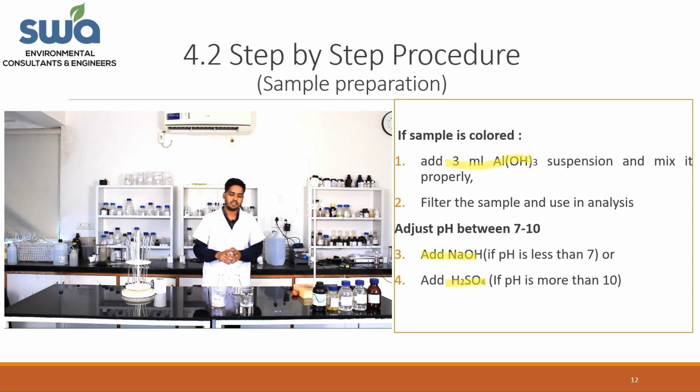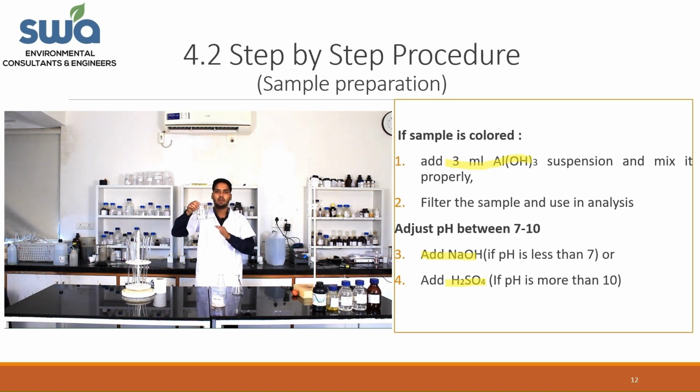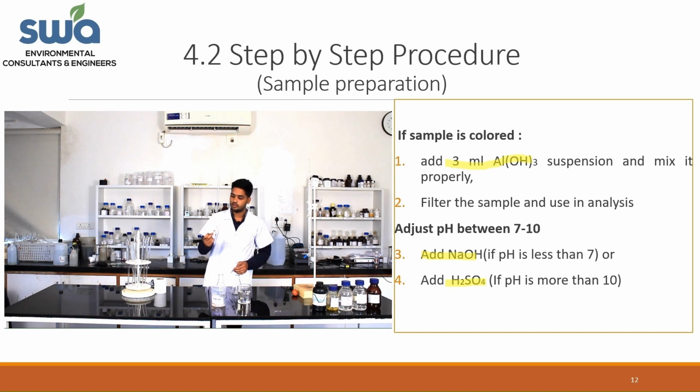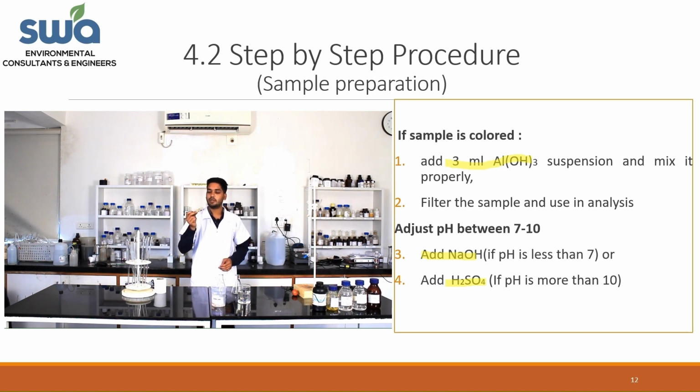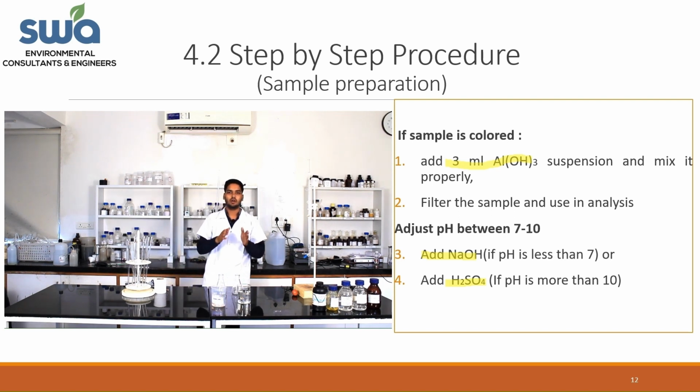Here we are taking a sample of borewell water. The sample is clear, so we don't have to add AlOH thrice, and we will check whether we require to set the pH or not. We will check it with this pH paper. The pH paper is showing green color, which indicates the pH is between 7 to 8. So there is no requirement of setting the pH as well. Now we will move to the titration part.